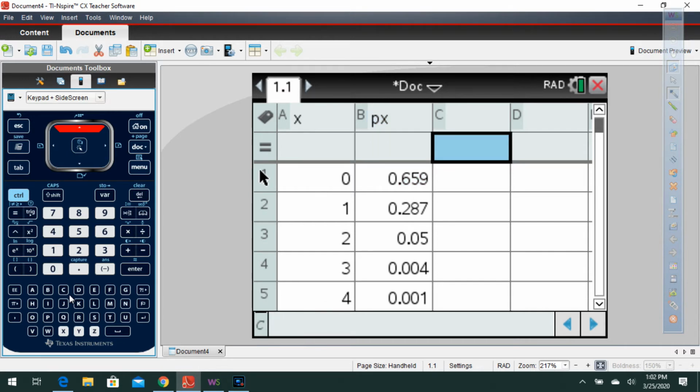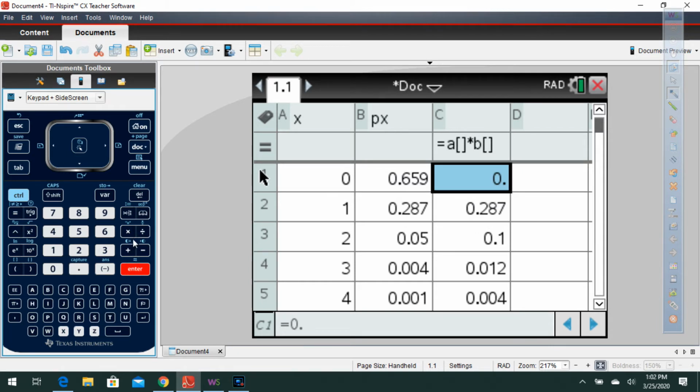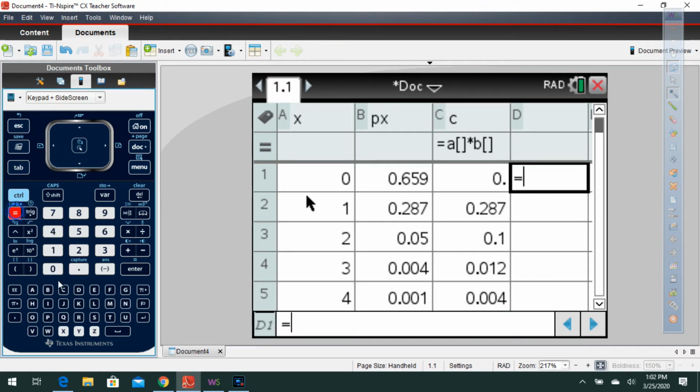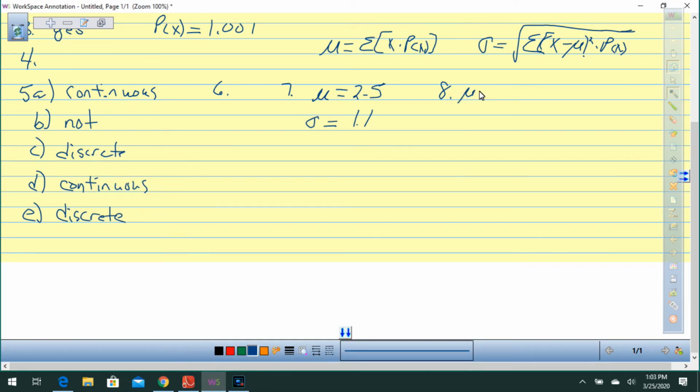Okay, now here we go again. First, find the mean. It's the sum of X times P of X. So we're going to say equals A times B. And that should do it. And that did, no problems. And let's go and check. Yep, that looks good. So now we need the sum of that. We'll call this C, and we'll say equals sum of C. All right, 0.4. And so our mean is 0.4.